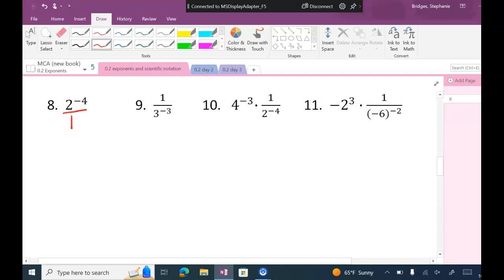Okay. So to make that 4 turn positive, we're going to take that entire thing, that 2 to the 4th power, and we're going to put it in the bottom of the fraction. What would I have to put in the top if there's nothing else up there? A 1. And then I would just ask you to simplify that and tell me what is 2 to the 4th power. 16.